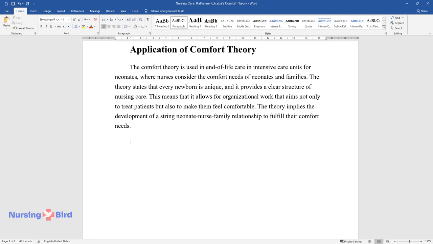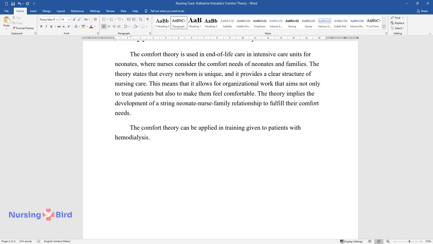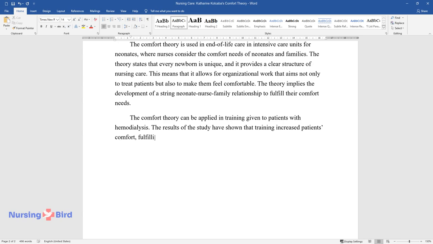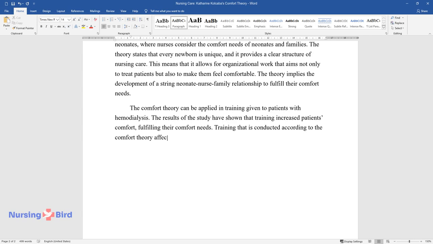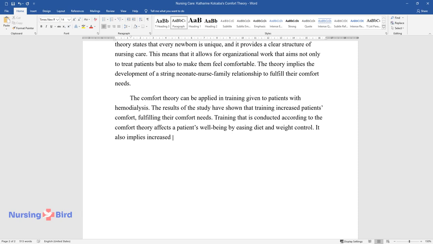The comfort theory can be applied in training given to patients with hemodialysis. The results of the study have shown that training increased patients' comfort, fulfilling their comfort needs. Training that is conducted according to the comfort theory affects a patient's well-being by easing diet and weight control. It also implies increased scores of relief, ease, and transcendence.